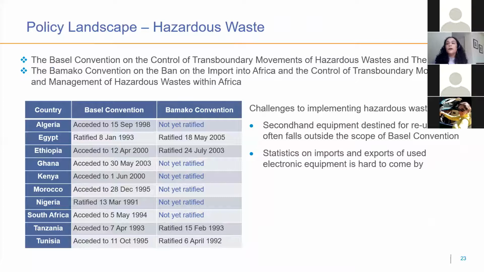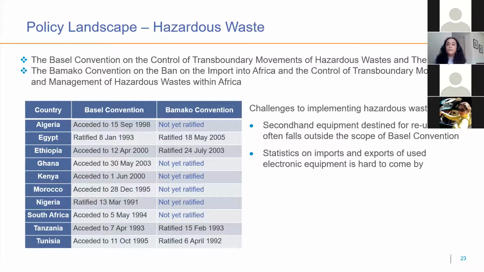So beyond policy for ODS, we also looked at policy for regulating hazardous waste. The Basel Convention is an international treaty that seeks to reduce hazardous waste generation and to restrict the movements of hazardous waste between countries. To date, efforts under the Basel Convention have focused around environmentally sound management, preventing illegal imports to developing countries, and capacity building.